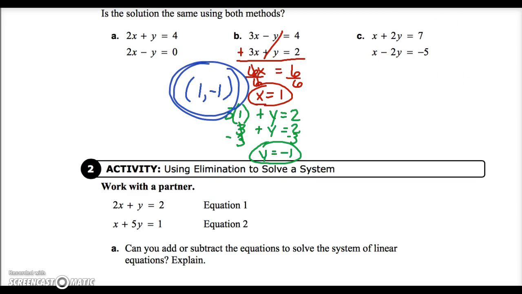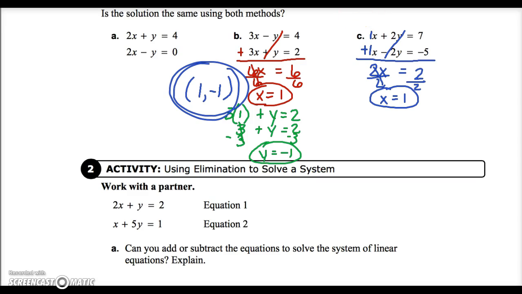Okay, on part C, same thing. We already have our opposites, the positive 2y and negative 2y, so I'm just going to add these together. x plus x. Keep in mind, each of these has a 1 in front of it, so 1x plus 1x is 2x. 2y plus a negative 2y is 0, so it cancels. And 7 plus a negative 5 gives you 2. I have to divide by 2 to get that x by itself. So again, we get x equals 1. I promise you won't always get 1 for x.